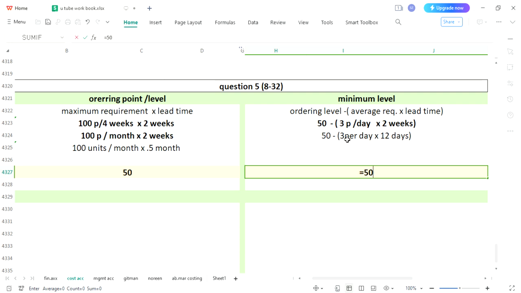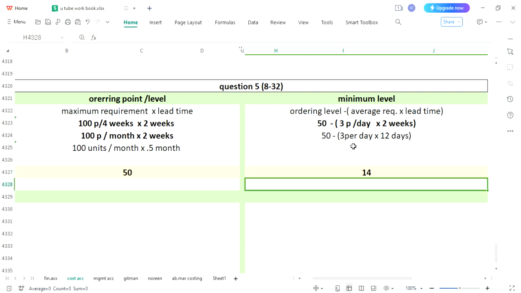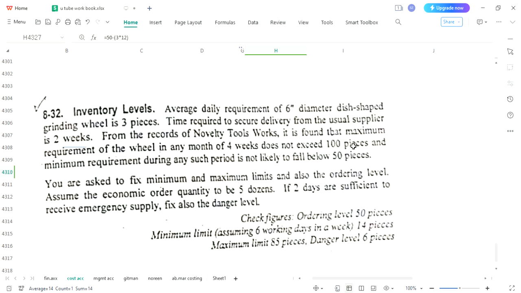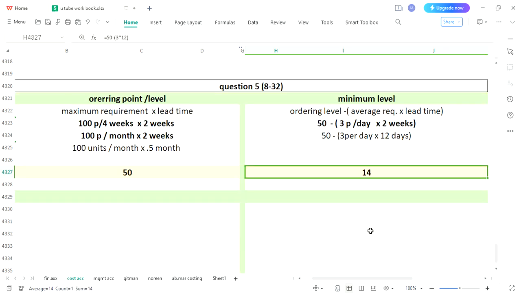First we have 50, then we need to put a minus sign, open your bracket, 3 per day is written over here, you need to multiply it with 12. In this way our formula has been completed and we have got the answer. Minimum requirement 14, this is your minimum requirement, 14 pieces, answer is matched.